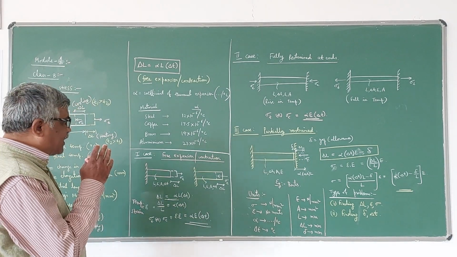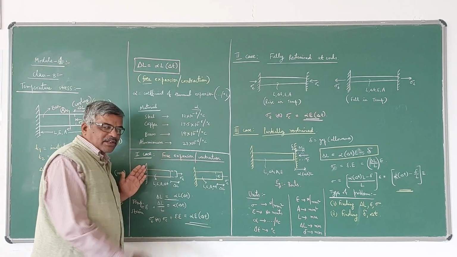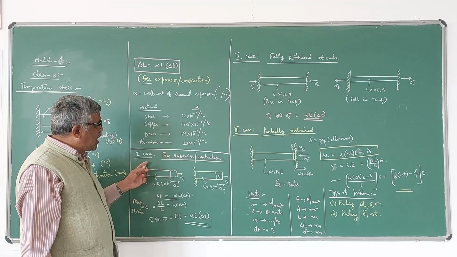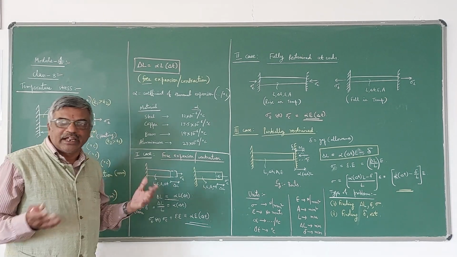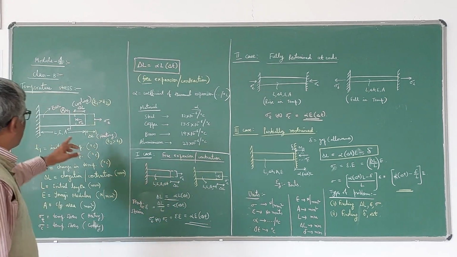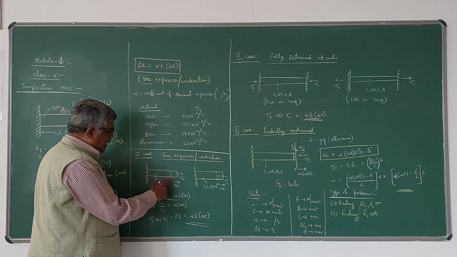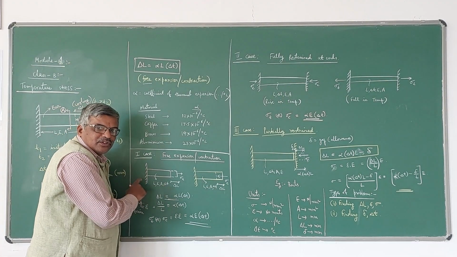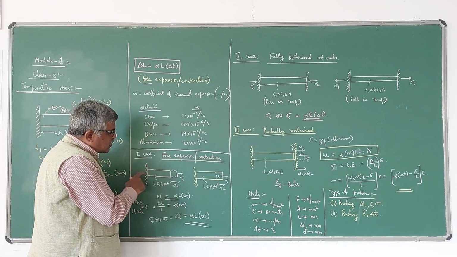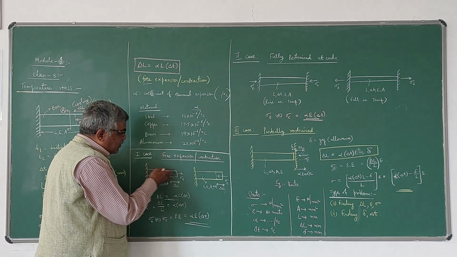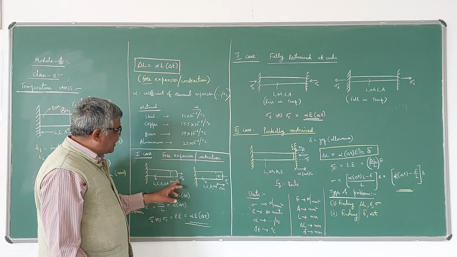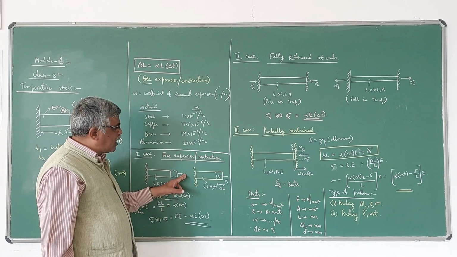Now there are three different cases that will arise in temperature stress. The first case is allowing the bar to expand freely or contract freely. That is this case. I am not providing any support at this end. It is restrained only at this end, so there is no deformation at this end. It is allowed only in one direction.